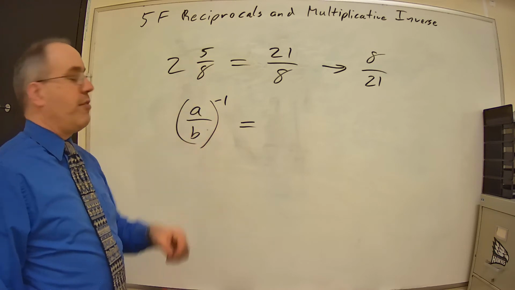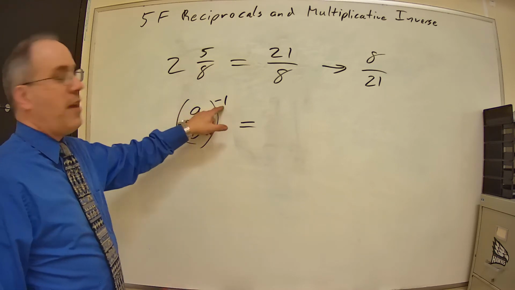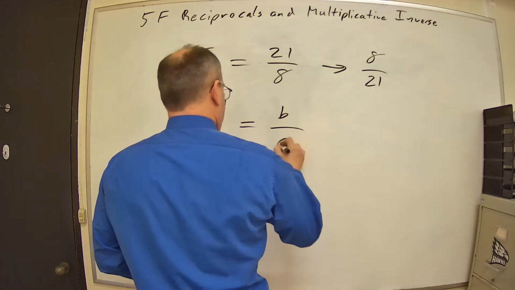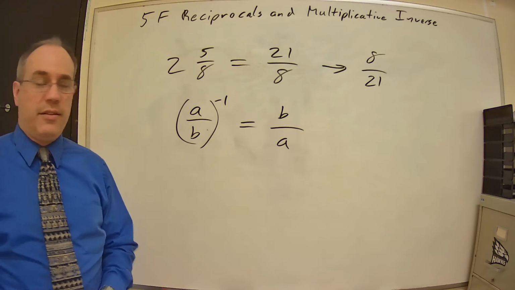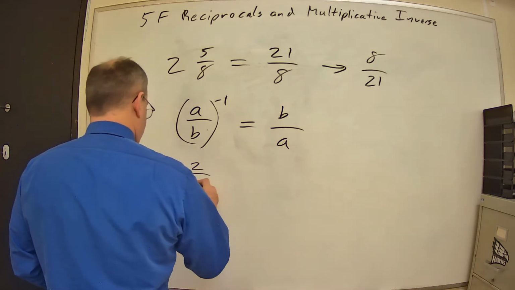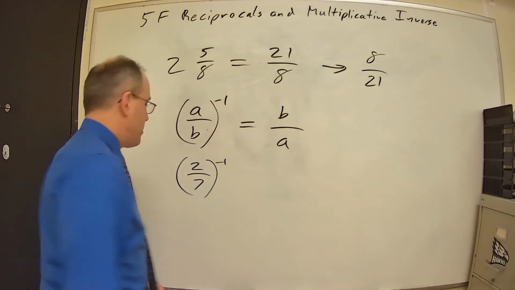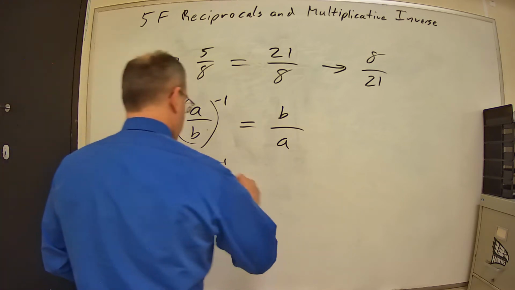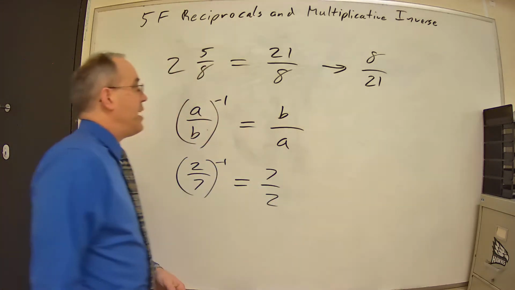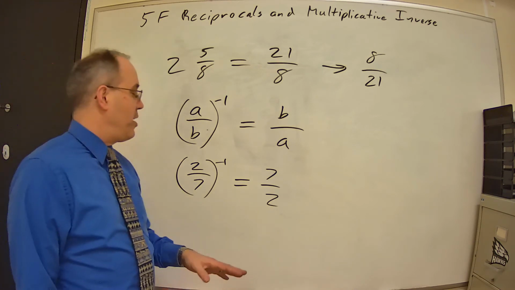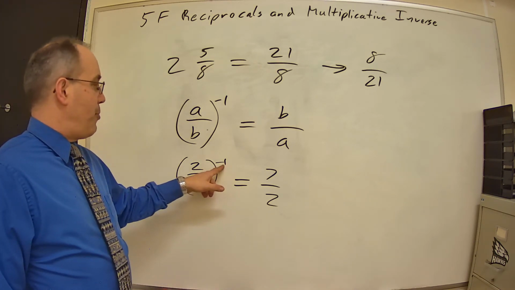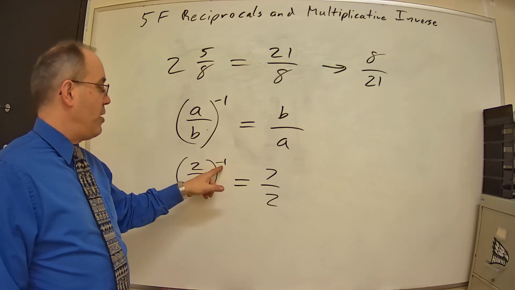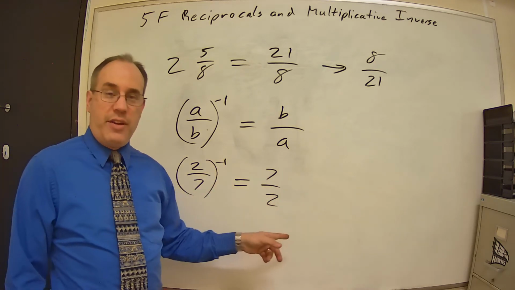A over b to the -1. So here's the original fraction. This -1 says take the reciprocal of it, which gives us b over a. So if I have 2/7 to the -1, that's saying take the reciprocal of 2/7, which is 7/2. Now I want to make note here that this operation is telling you to take the reciprocal of it. So 2/7 to the -1 is equal to 7/2.